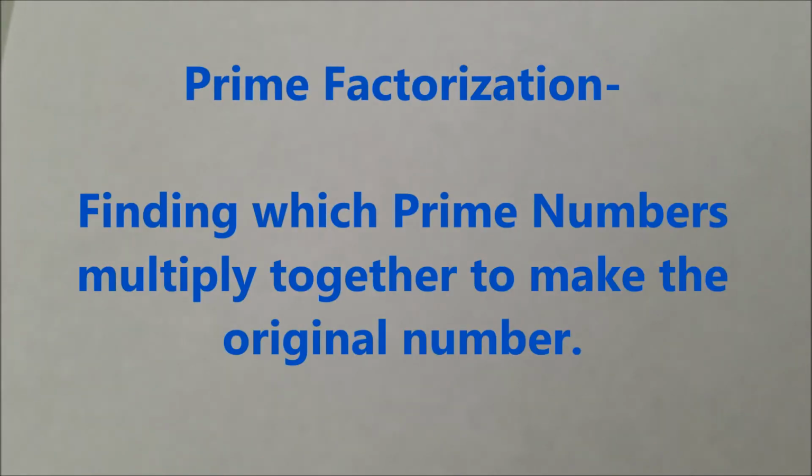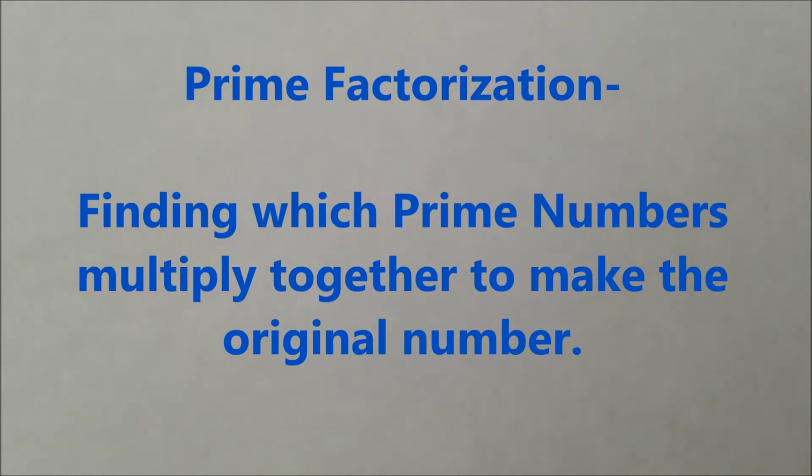Okay, prime factorization is basically factoring out a number until all that's left are prime numbers. So every number is made up of prime numbers, and it's just a matter of factoring out the number to find out what those prime numbers are.